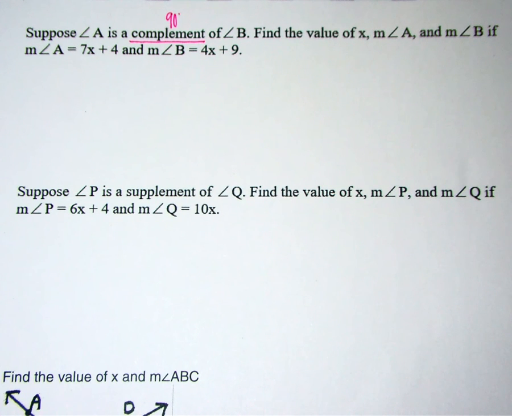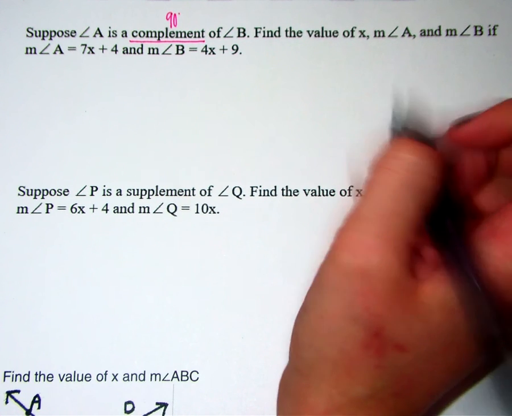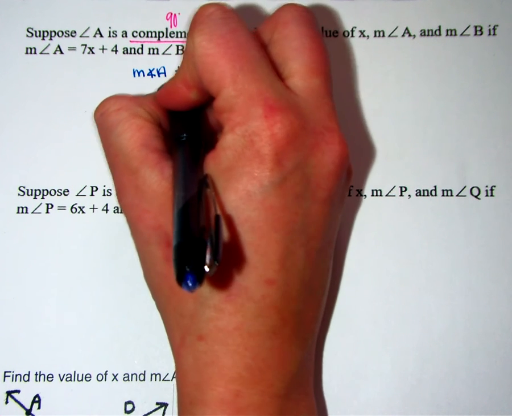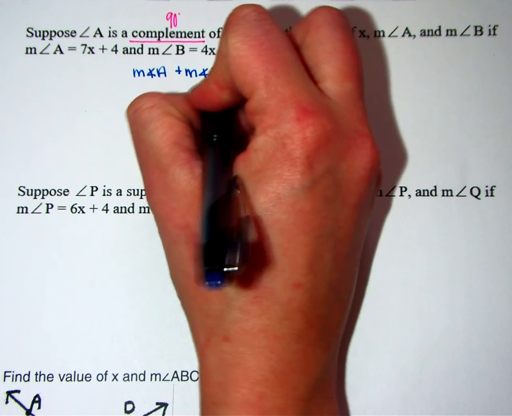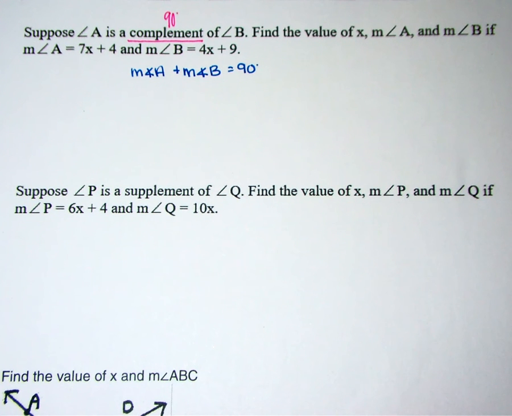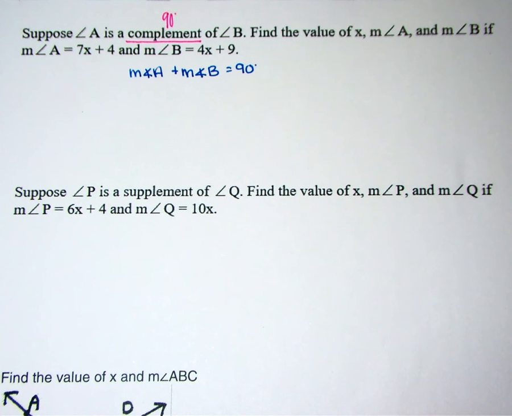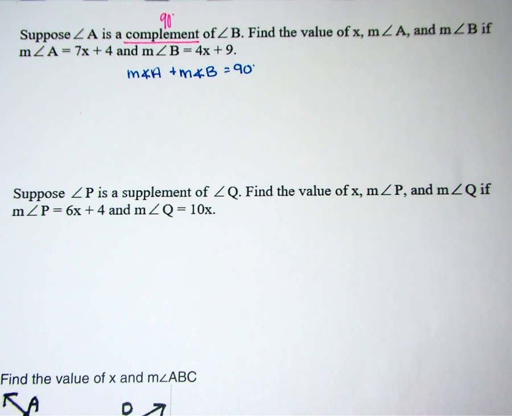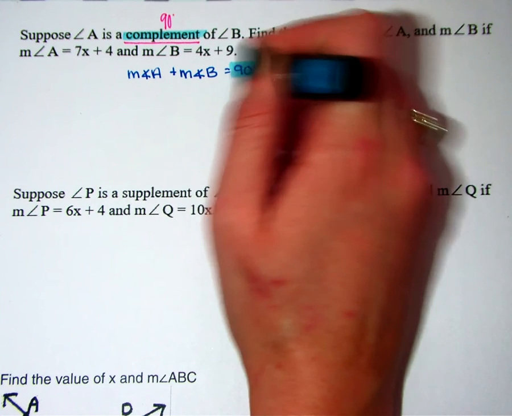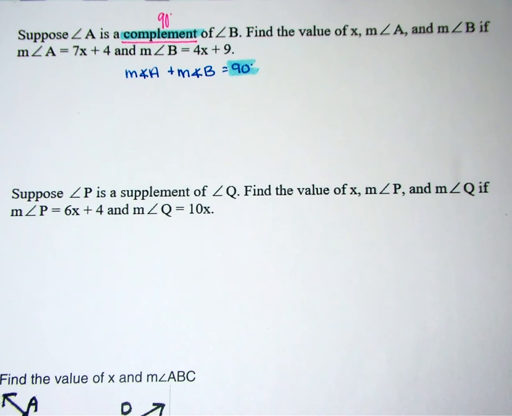The two angles that we're adding together are angle A and angle B. So we're going to start with the measure of angle A plus the measure of angle B equals 90. Now this is just like angle addition, where we're adding angles together to equal a total. In this case, the total is always going to equal 90 because that's what complementary means. So complement just means that it's always going to add up to equal 90 degrees.